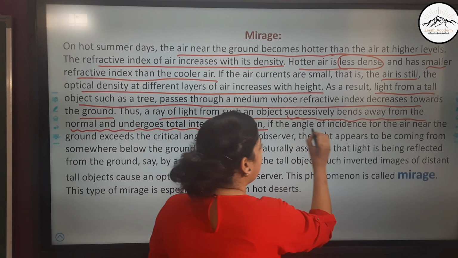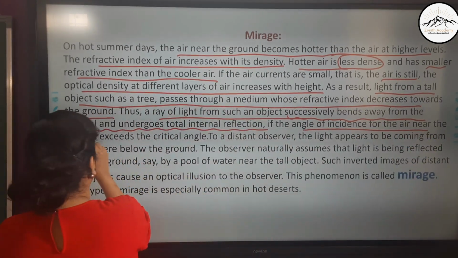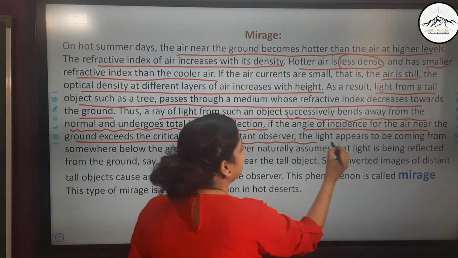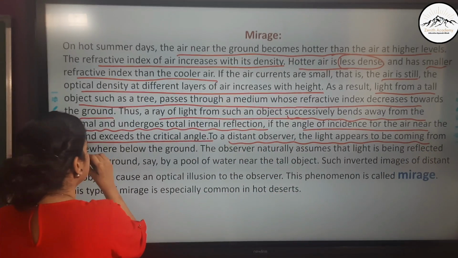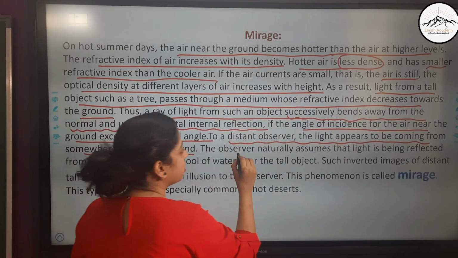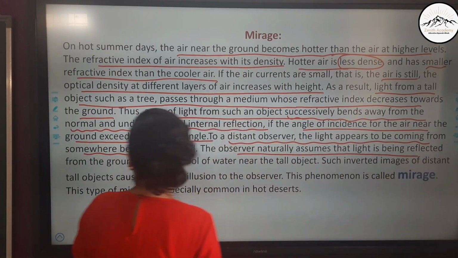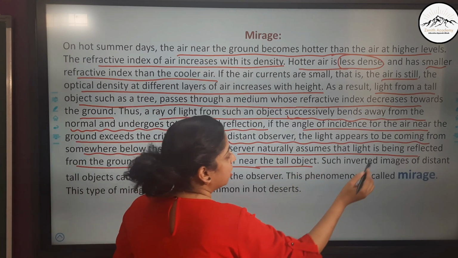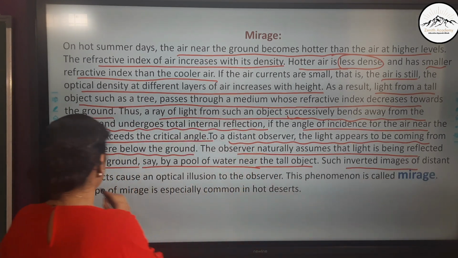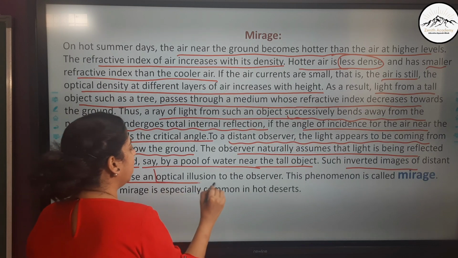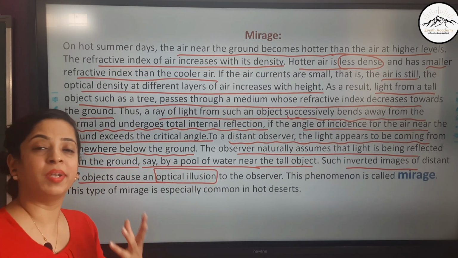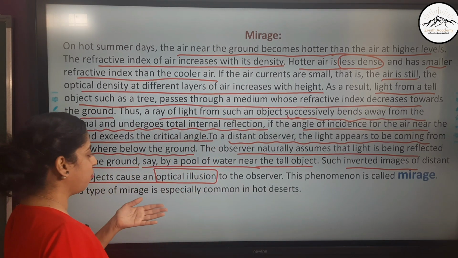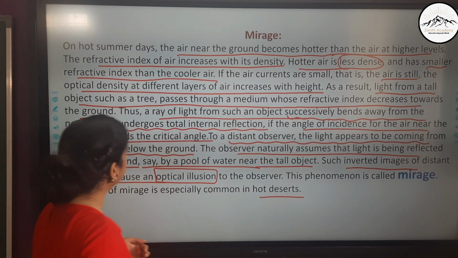Now, if the angle of incidence for air near the ground exceeds the critical angle, then to a distant observer the light appears to be coming from somewhere below the ground, and the observer naturally assumes that the light is being reflected from the ground, say by a pool of water near the tall object. Such inverted images of distant tall objects cause an optical illusion. So mirage is an optical illusion to the observer. This phenomenon is called mirage, and this type of mirage is especially common in hot deserts.